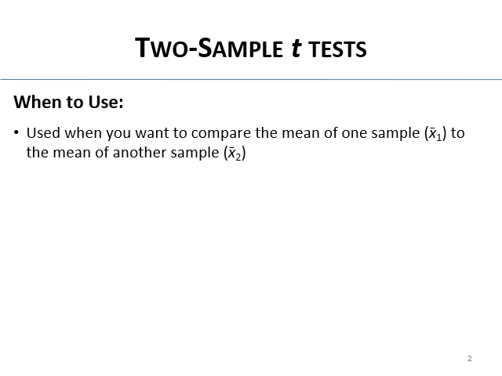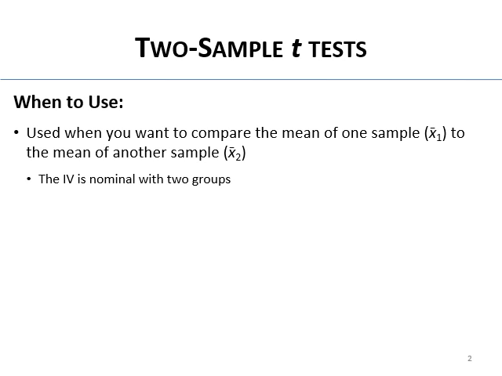So let's see, when do you use 2 sample t-tests? This is going to be a shocker. You use them when you have 2 samples. So you want to compare the mean of one sample to the mean of another sample. So note that there's a little x bar 1 and x bar 2. That means mean of sample 1, mean of sample 2.